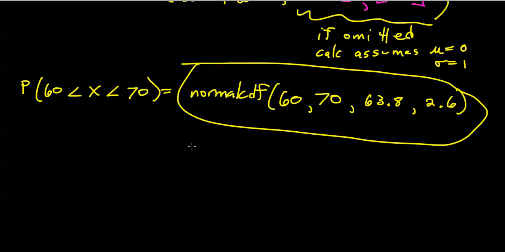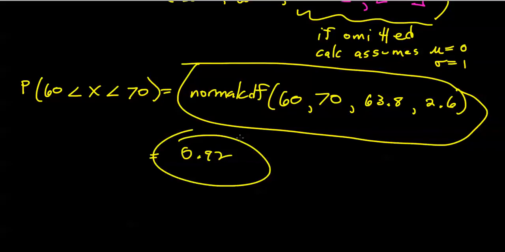Well, I punch this out, and I get 0.92. So the probability that a randomly selected woman is between 60 and 70 inches, in other words 5 feet tall and 5 feet 10, is 0.92, or roughly 92% of adult women's heights fall within that range, 60 and 70 inches.